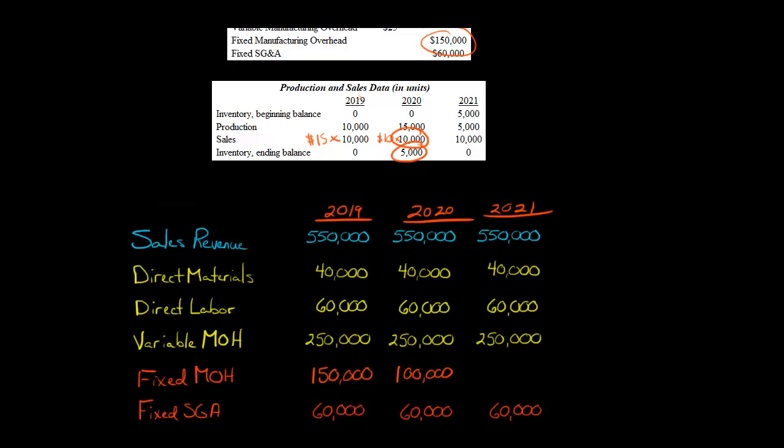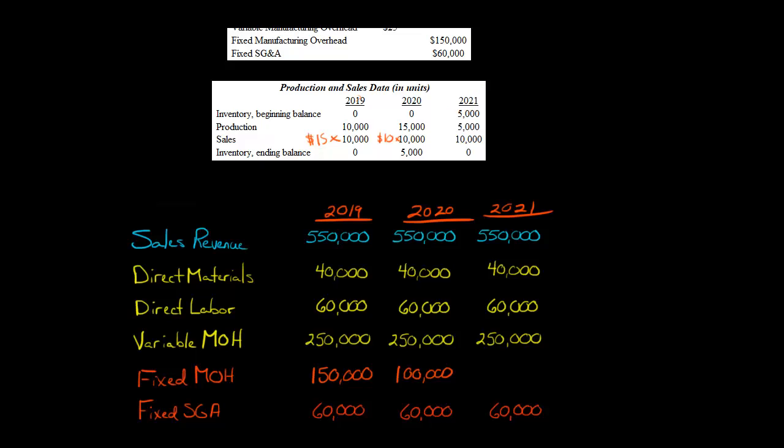That means there's 5,000 in ending inventory. 5,000 divided by the 15,000 we produced is 1/3. So basically 1/3 of what we produced is going to be deferred. 1/3 of the 150,000, which happens to be 50,000, is going to be deferred till 2021. So we're going to expense 2/3, 10 divided by 15 of the 150,000, but 5 divided by 15 is going to be deferred to 2021.